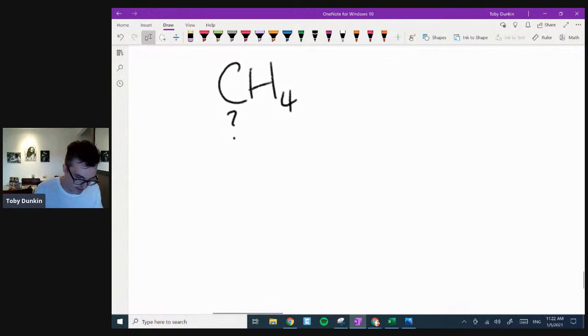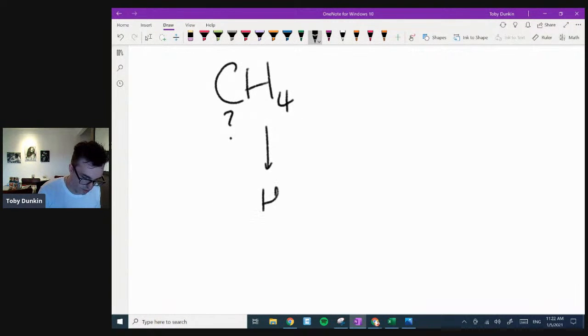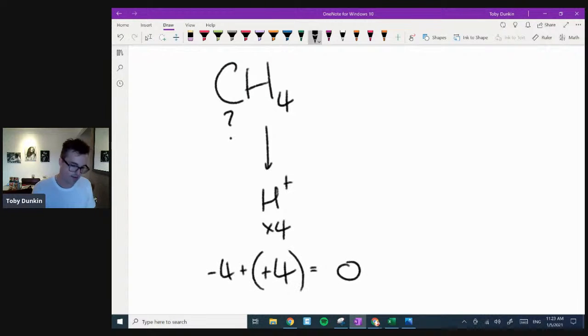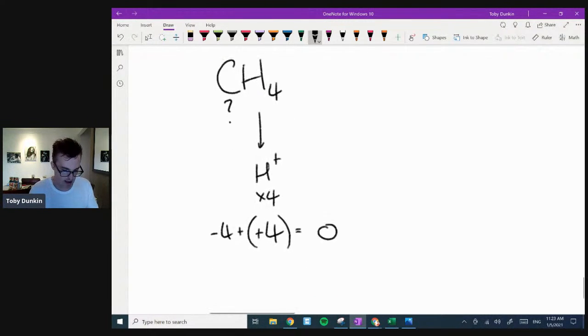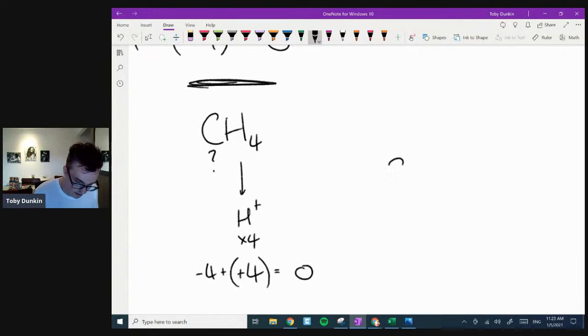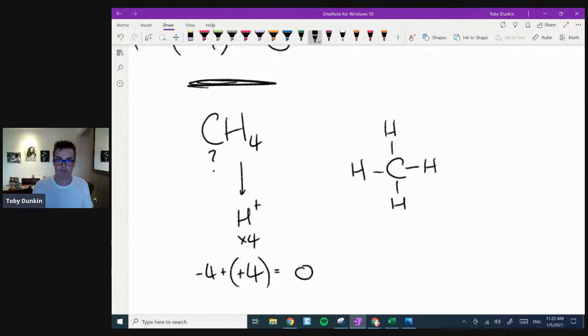So, nice and easy. We know that hydrogen is always H+. There are 4 of them, so that means it's +4. Therefore, carbon must be in a -4 to give me no overall charge. How cool is this? Winner! And look at the compound. It's not ionic, but we can treat it as such.